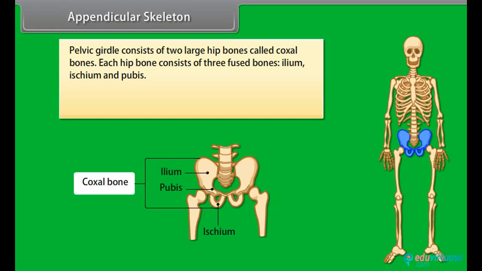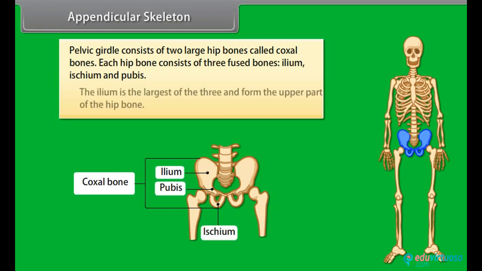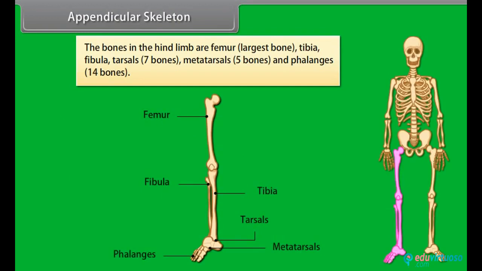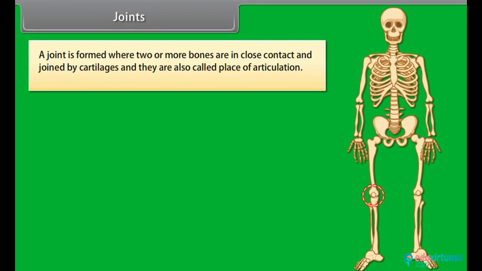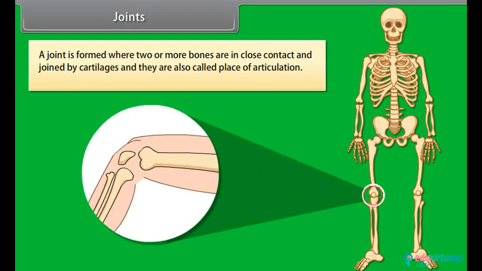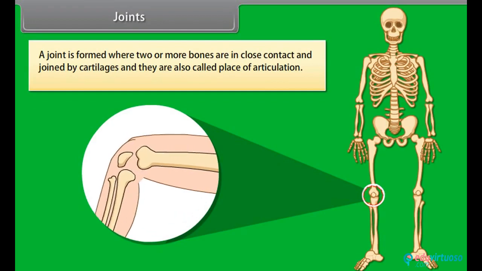The pelvic girdle consists of 2 large hip bones called coxal bones. Each hip bone consists of 3 fused bones, ilium, ischium, and pubis. The ilium is the largest of the 3 and forms the upper part of the hip bone. The bones in the hind limb are femur, the largest bone, tibia, fibula, tarsals, 7 bones, metatarsals, 5 bones, and phalanges, 14 bones. Joints. A joint is formed where 2 or more bones are in close contact and joined by cartilages, and they are also called places of articulation.